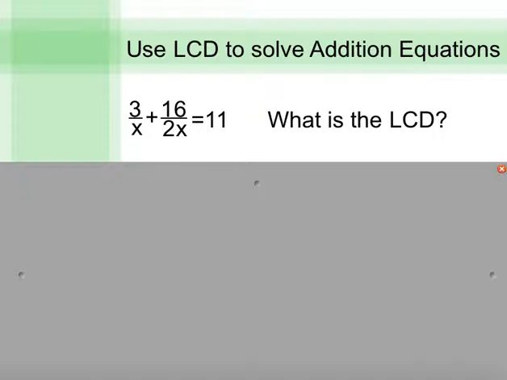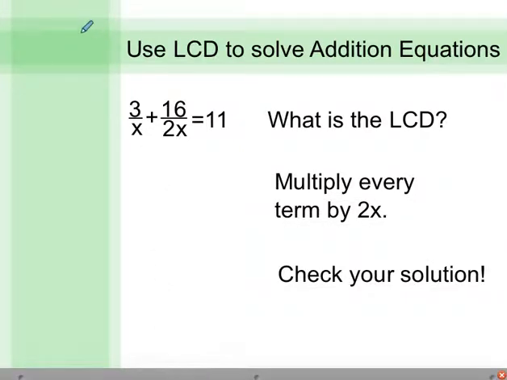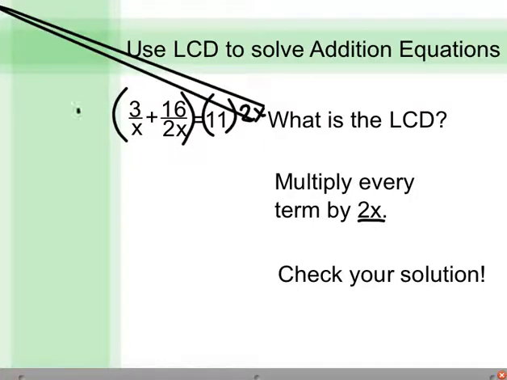Now, what if it looks something like this? Well, currently it does not look like a proportion, so we can't cross multiply, but we can use the least common denominator in a couple ways. So what is the least common denominator? Well, between x and 2x, the least common denominator is 2x. So what we can do is actually get rid of the denominators by multiplying both sides by 2x. Okay? If we multiply both sides by something, that is legal to do.